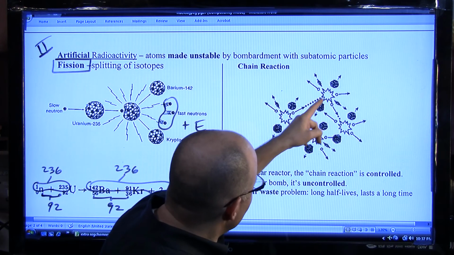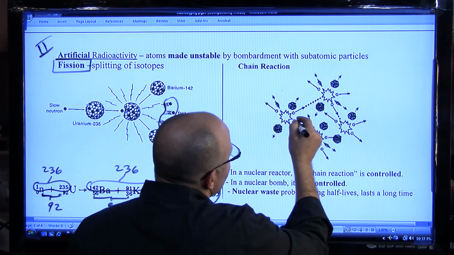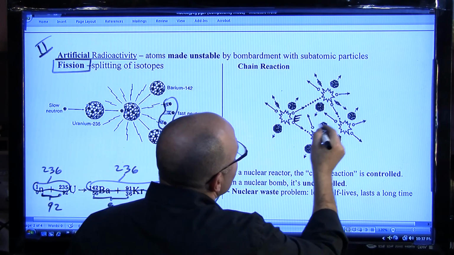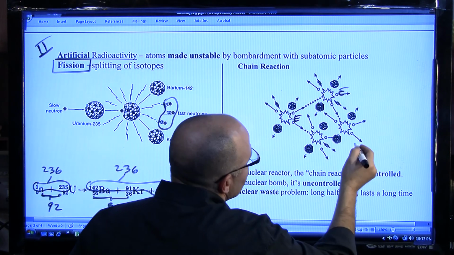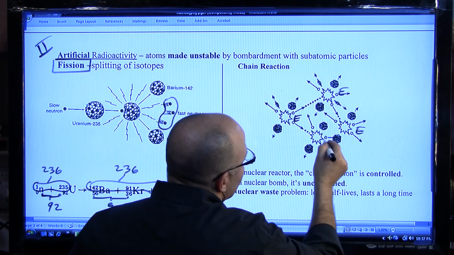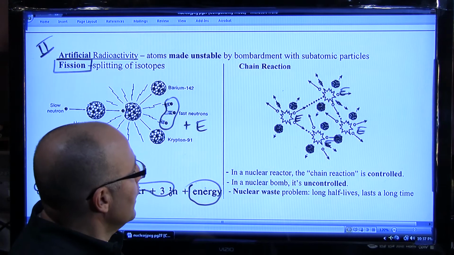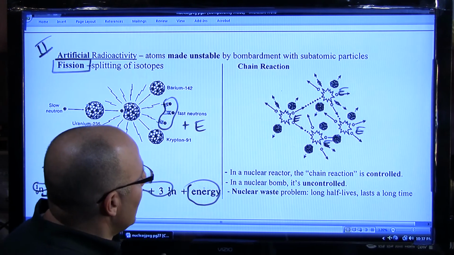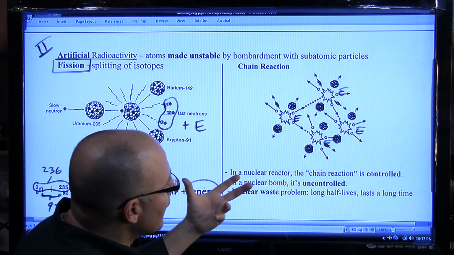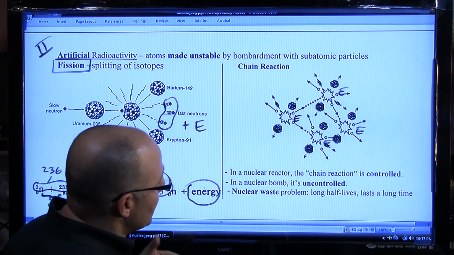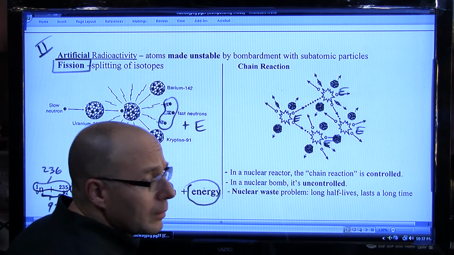So in each of these areas here, you should put energy that's released, more energy, and more energy. So this thing just escalates. It goes faster and faster. And so when you have a lot of energy released in a little amount of time, if it's uncontrolled, that's what a nuclear bomb is about.